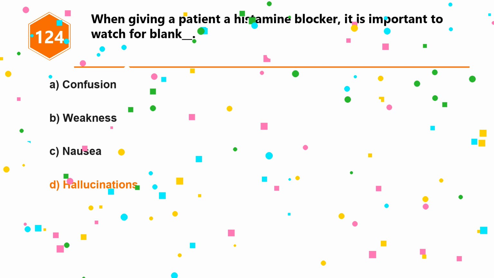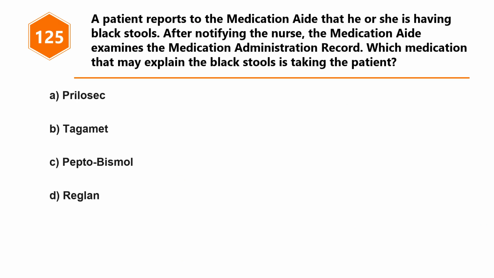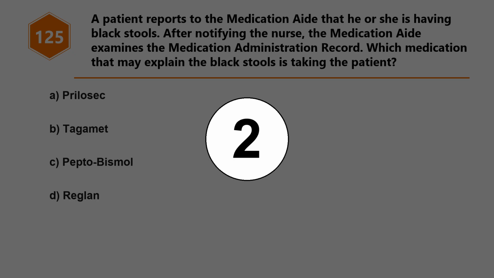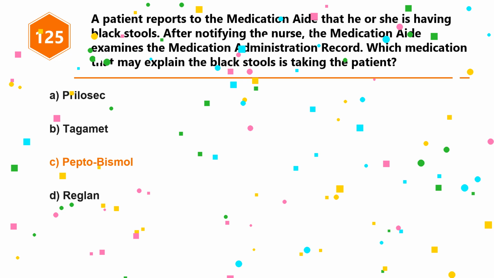Hallucinations. Question 125. A patient reports to the medication aide that he or she is having black stools. After notifying the nurse, the medication aide examines the medication administration record. Which medication that may explain the black stools is the patient taking? Option A. Prilosec. Option B. Tagamet. Option C. Pepto-Bismol. Option D. Reglan. The correct answer is option C.